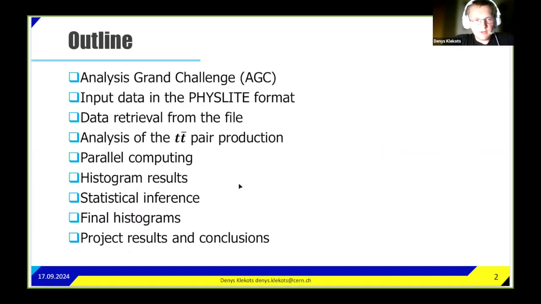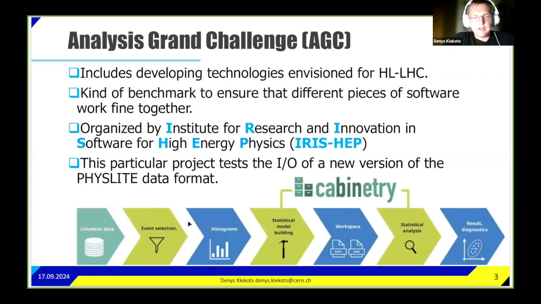A little bit of outline. First of all, a few words about the Analysis Grand Challenge. It was already introduced today, so I think we don't have to spend much time on that. After that, a few words about the new file format, which is PHYSLITE, and after that, step by step moving through how the AGC is implemented, and after that, some conclusions and the final results.